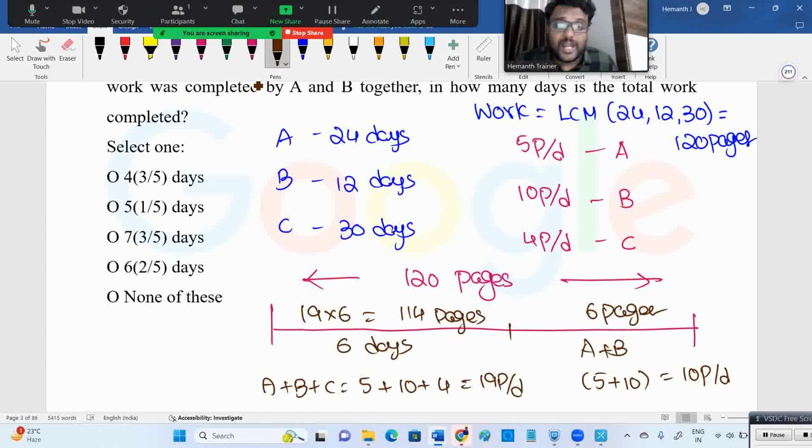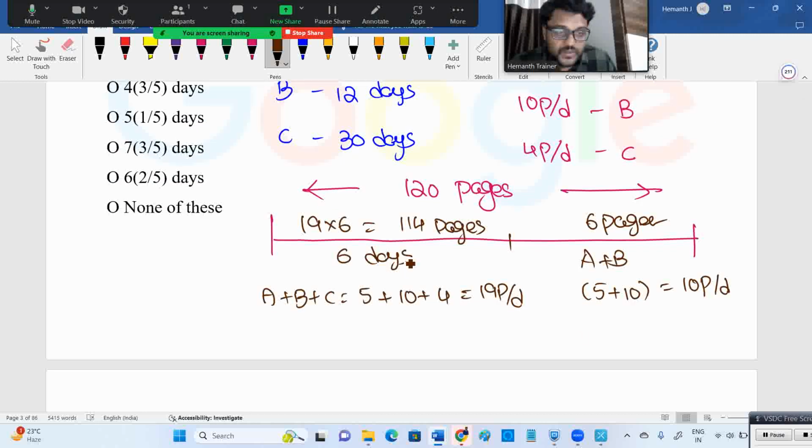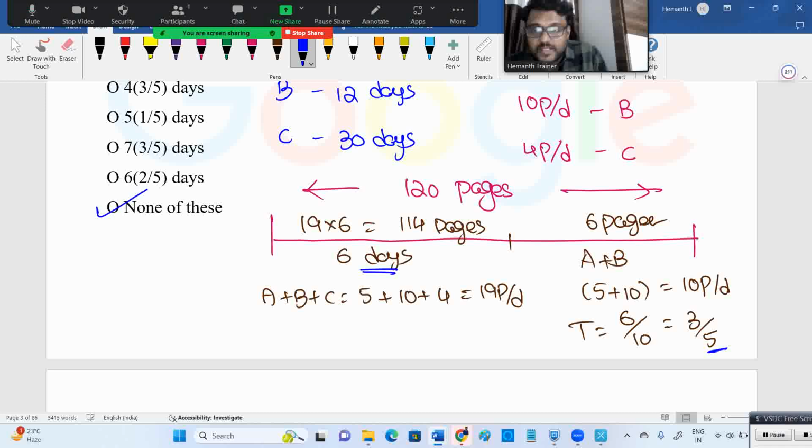It is like you have to travel 6 kilometers at 10 kilometers per hour speed. What is the time taken is the question. So this work is 6 pages. You are typing 10 pages per day, 6 by 10, 3 by 5. The total time taken is 6 days here, and this is 3 by 5. So the answer is 6, 3 by 5 days.